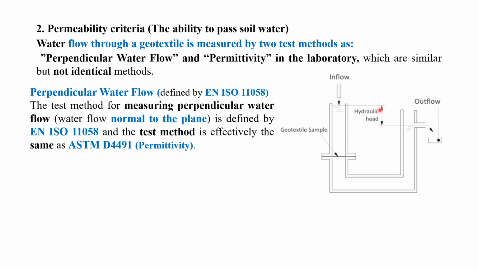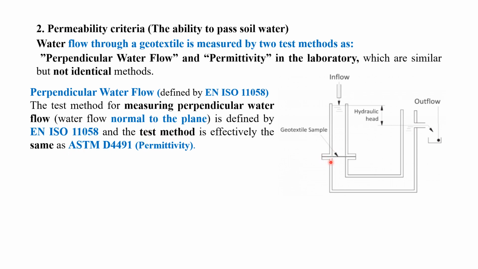This is the hydraulic head. Okay, so here normal to the plane. This is the geotextile sample. Normal to this plane, the water flow is taking place. So the test method for measuring perpendicular water flow normal to the plane is defined by EN ISO 11058, and the test method is effectively the same as ASTM D4491 permittivity. So both test methods are similar. Why is it similar?